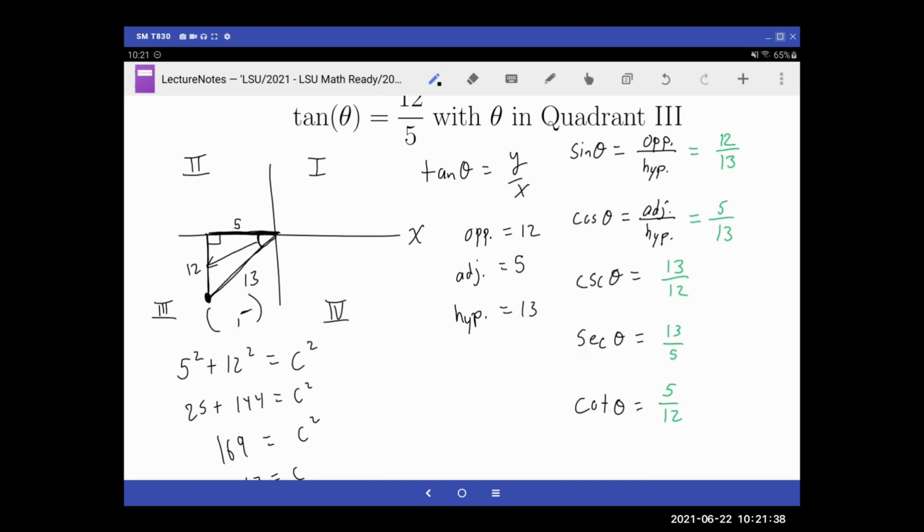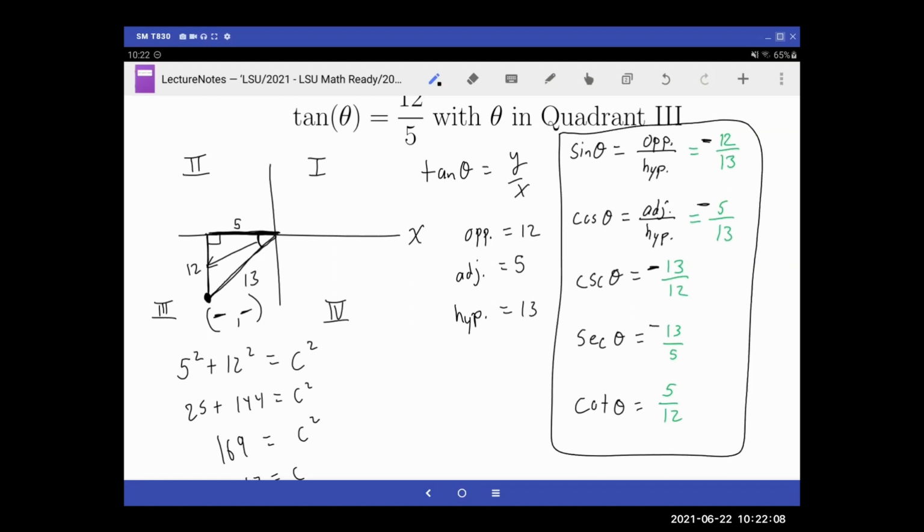So my sine should be negative, and my cosecant, right? Because they're based on the same thing. My cosine would also be negative, right? Because this point has a negative X value. So cosine would be negative and secant because, again, they're based on the same thing. Okay, tangent was positive, so cotangent is also going to be positive. All right, there we go.